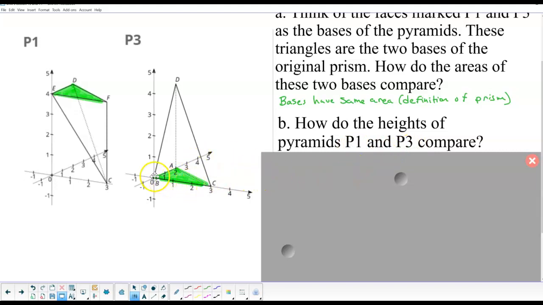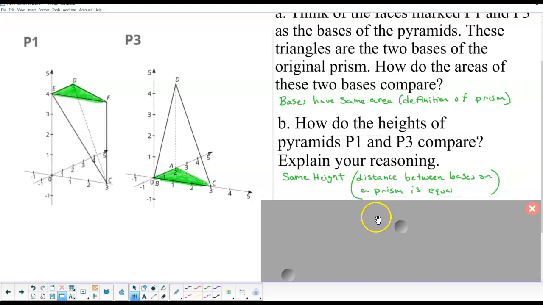Well, you could kind of use the scale on the side here. If point D is the highest point, if that's the apex of P3, the highest value it's going to reach is 4. And then likewise, if we're already at the height of 4 on the base, then its apex would be down here at 0, so that height would be 4 as well. The other way to think of it is because the two solids were a prism in the beginning, the distance between the two bases has to be equal. So regardless of how you think of it, you know the heights of both of these pyramids are the same.